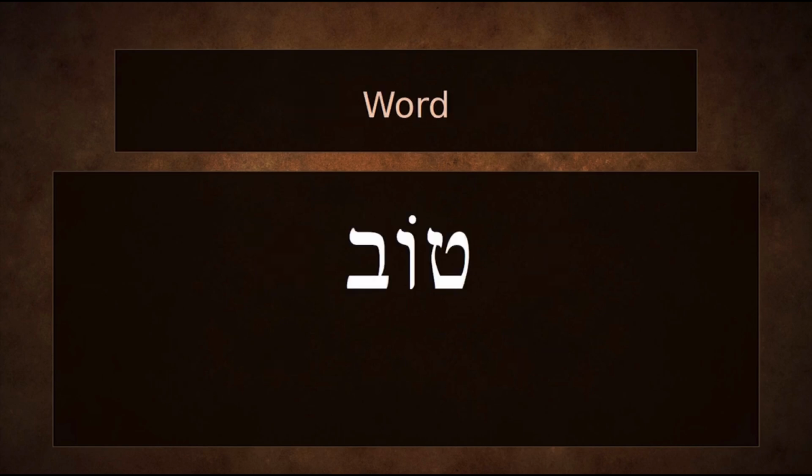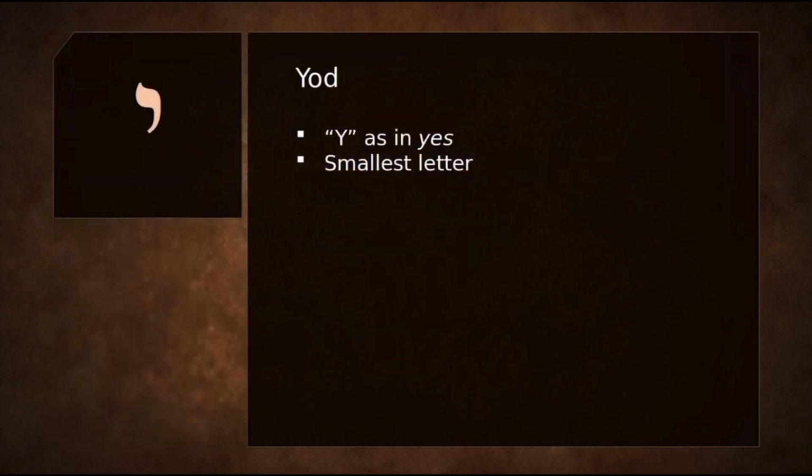With the cholam, we can make our next real word. This word is spelled tet, then vav with cholam, and finally a beit. Let's pronounce this word. Tet makes the sound t. The vav with the cholam makes the sound o. And the beit with no dagesh makes the sound v. Altogether, this is pronounced tov. Tov means good.